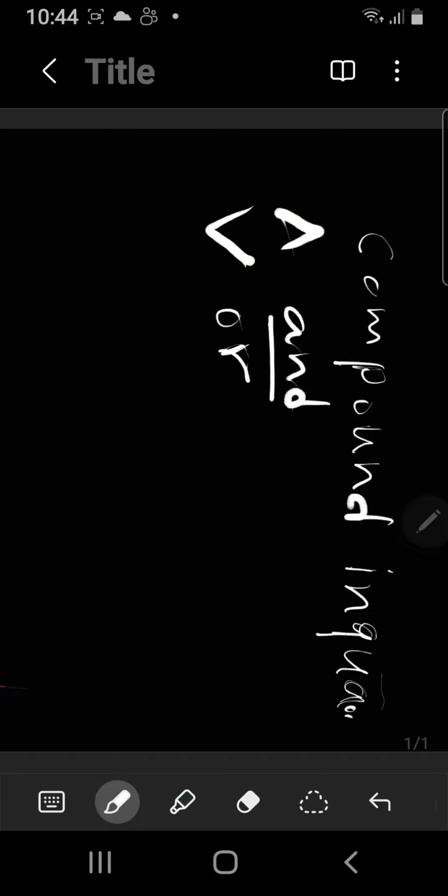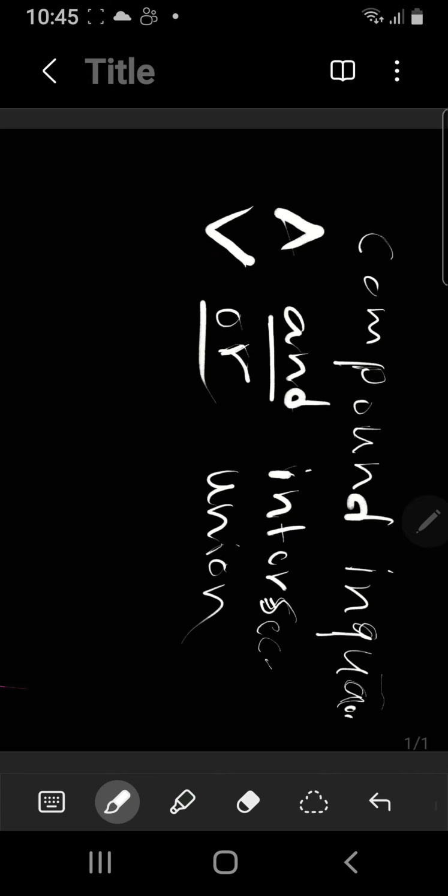This is intersection, and this is or, union. This is intersection and this one is union. You must use intersection and union in compound inequality. So we have an example about this topic.